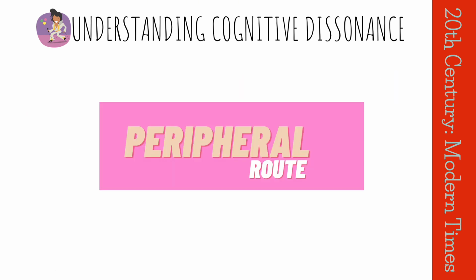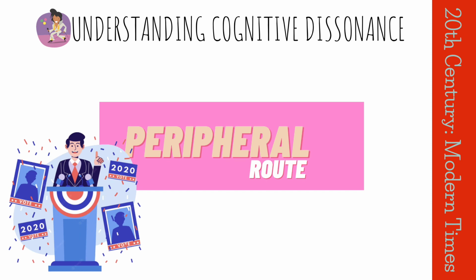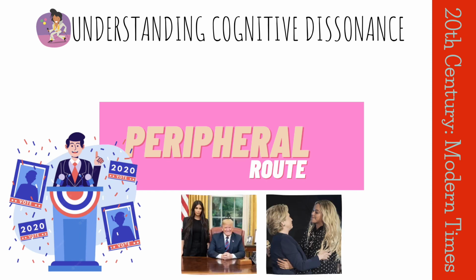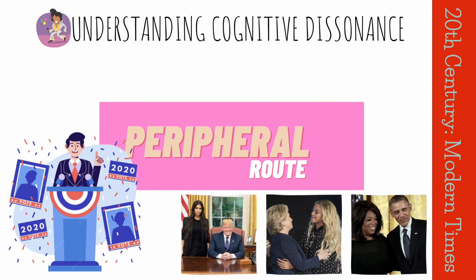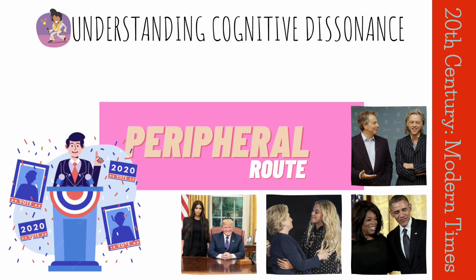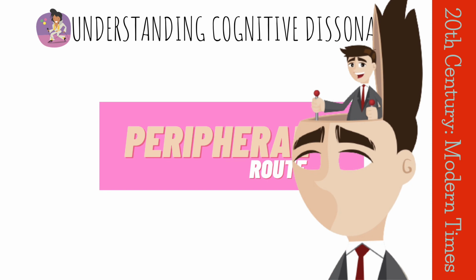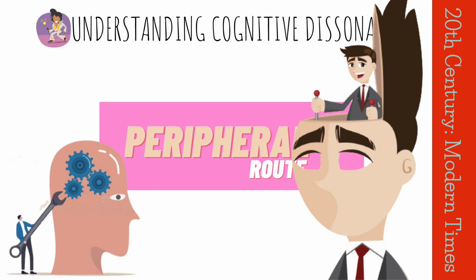The peripheral route is often used in election campaigns because it is a more efficient way to persuade people. It does not require people to carefully consider the arguments in a message, and it can be used to reach a wider audience. However, the peripheral route can also be more easily manipulated and is less likely to lead to a lasting change in attitudes.